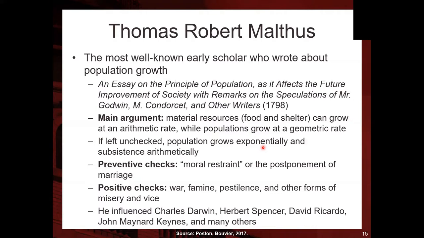The positive checks are like, once we reach this society that's really, really large and we didn't grow our ability to produce food and shelter as fast as our population. So now we have this big population and not enough resources. Probably that will result in war, famine, pestilence, and other forms of misery and vice. And all those deaths caused by war, by poverty, and so on, will make the population decrease in size.